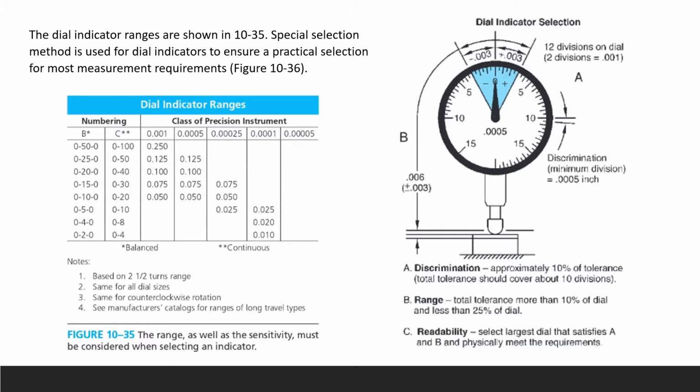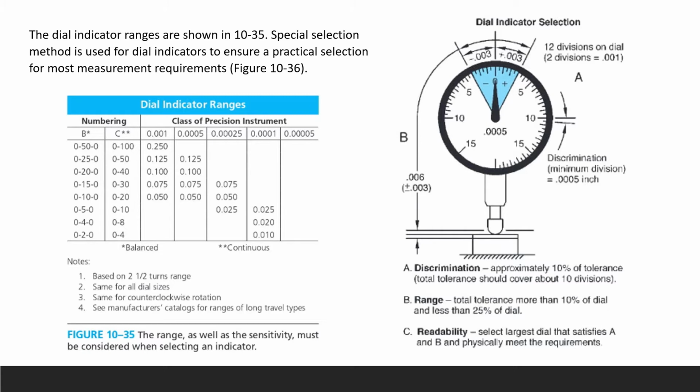So based on 2.5 turns range, same for all dial sizes, and same for counterclockwise rotation. We also have to look at the manufacturer's catalogs for ranges of long travel type. Every instrument always comes with your certificate or the calibration sheet, or you have a catalog or manual, so you always look for that in order to be able to determine these ranges.